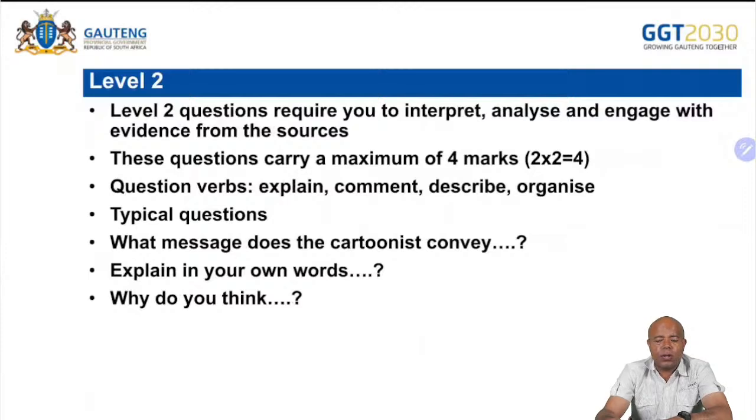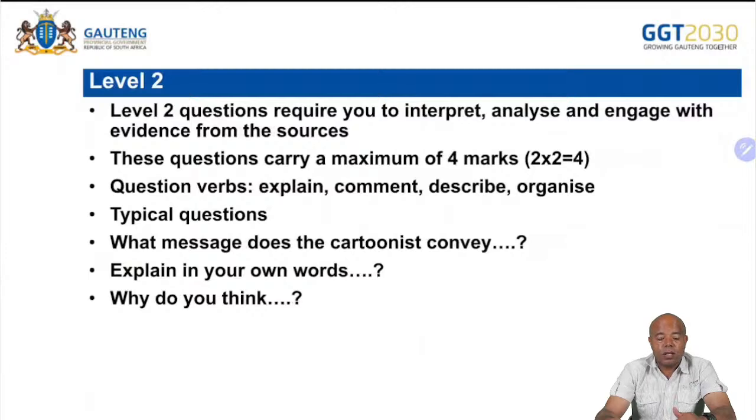Level 2 questions require you to interpret, to analyze, and engage with evidence from the sources. These questions carry a maximum mark of 4 marks basically. For example, 2 times 2 equals 4. Now look at the question verbs here, because if I think back on the question verbs pertaining to level 1 questions, I remember list, quote, identify, and name. But when we look at level 2 questions, we can clearly see on the screen it says explain, comment, describe, organize. Typical questions: What message does the cartoonist convey?